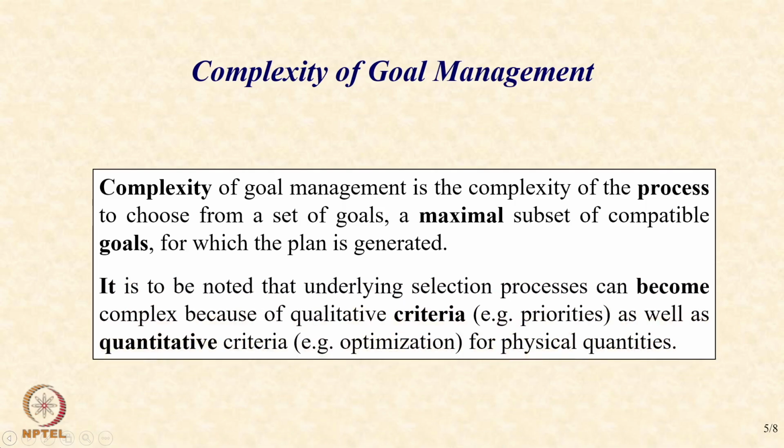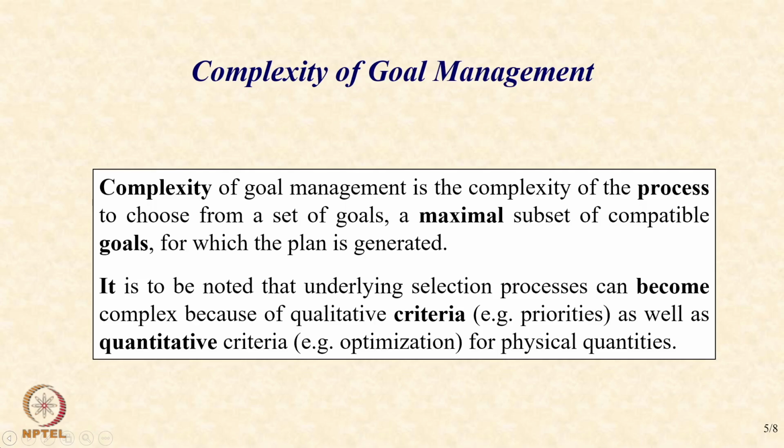Of course, we should note here that the underlying selection process can become complex because many of the criteria could be qualitative. For example, when we look at priorities, they are purely qualitative, even though there could be some numerical attribute which we may use to prioritize, but most of the time there will be only qualitative information, and there could be also quantitative information that might require an optimization process that is going to bring in its own complexities.